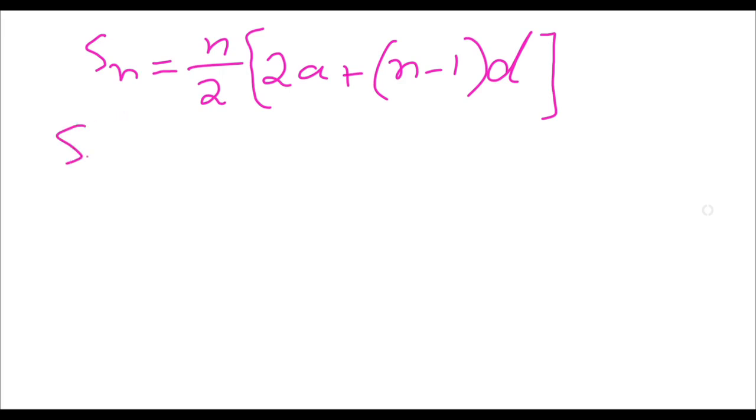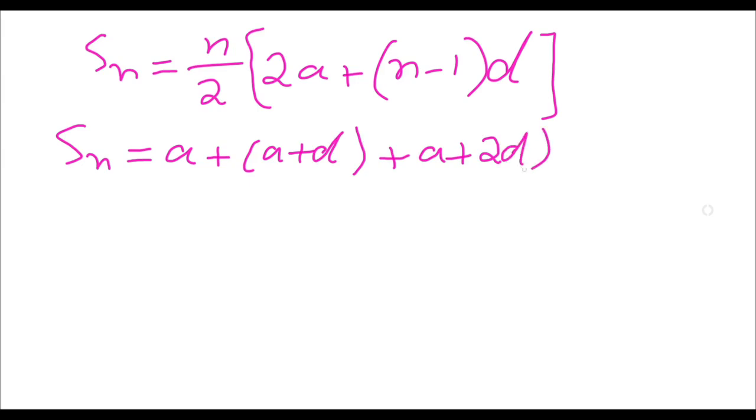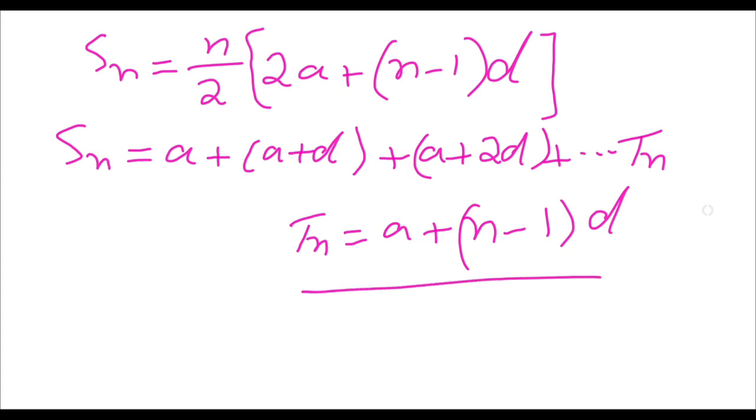So Sn is equal to a, for the first term, plus the second term, which is a plus d, and the third term is a plus 2d, plus so on till the Tn, and the Tn stands for a plus n minus 1 d. Remember this formula, the nth term formula. Now I'm going to show you how to prove this.